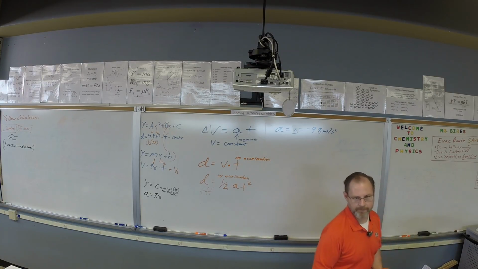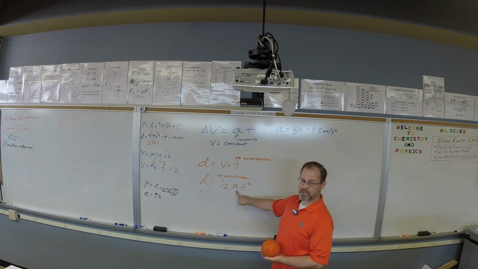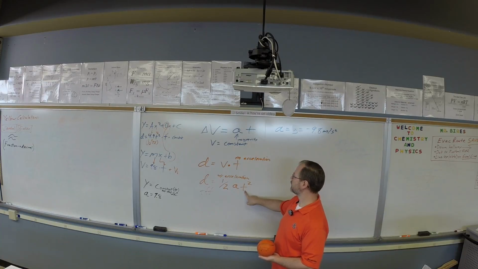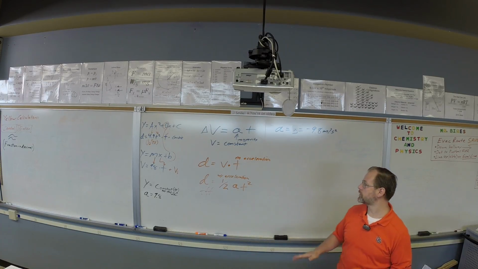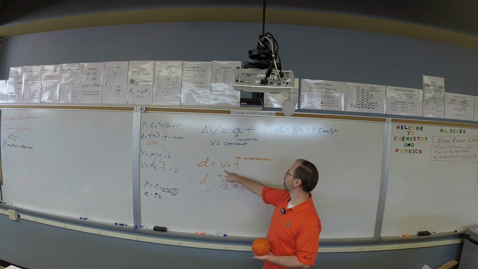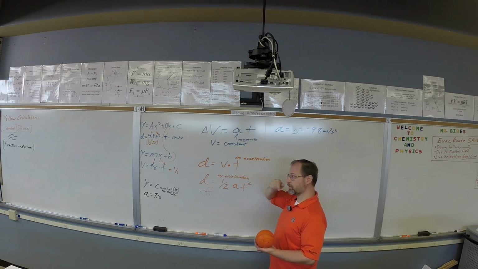If you drop something, it's going to travel a distance based on the acceleration it encounters and how far it's fallen. If you throw something, or roll something, and there is no acceleration, it's going to cover a distance equal to velocity times time. So what if you throw something down?